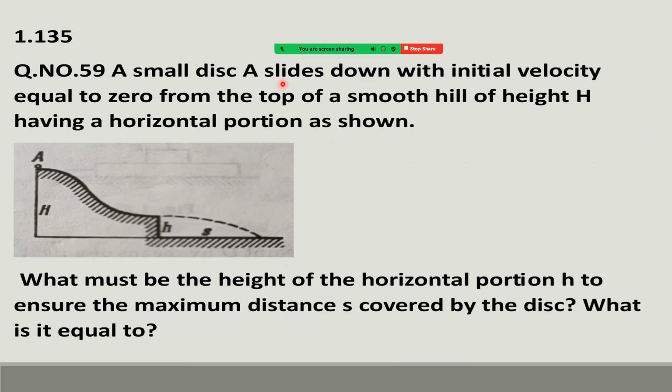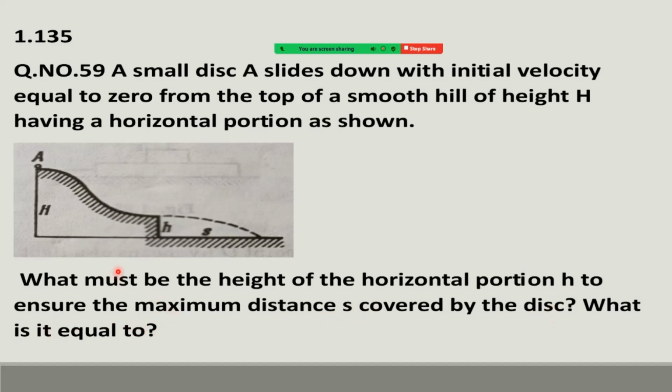A small disk A slides down with initial velocity equal to 0 from the top of a smooth hill of height H, having a horizontal portion as shown. This body slides down, and this is the horizontal part. What must be the height of the horizontal portion h to ensure the maximum distance s is covered by the disk? What is it equal to?